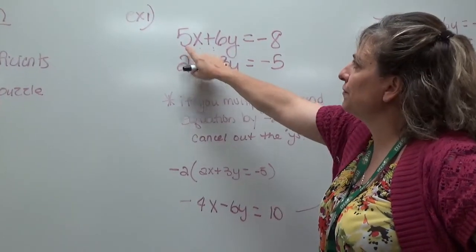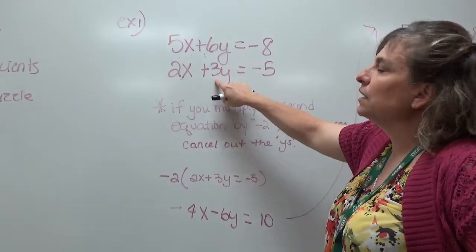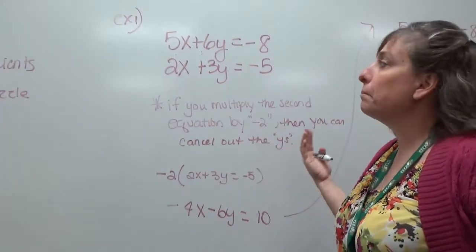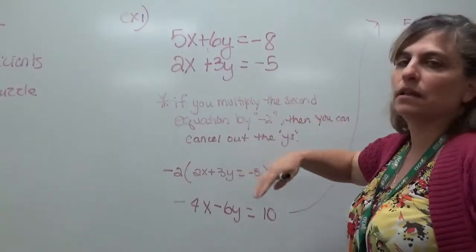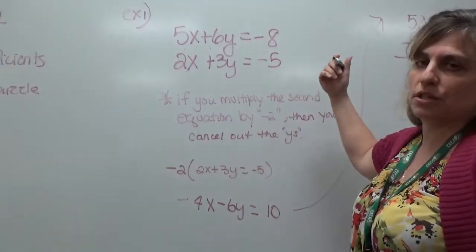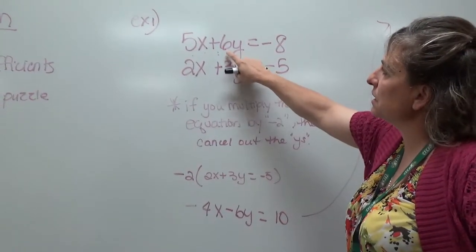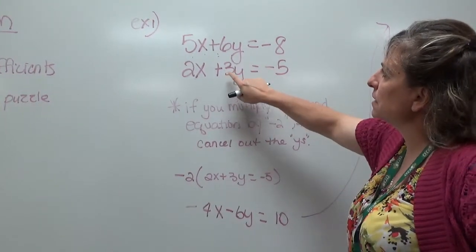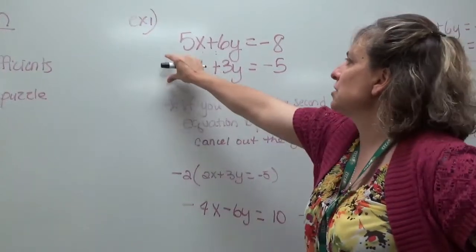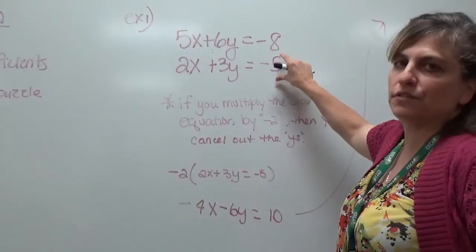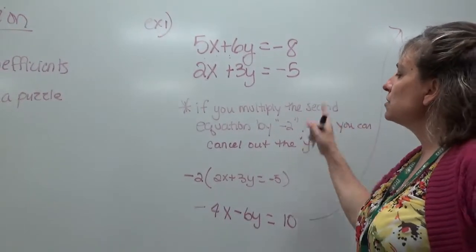If you notice, my coefficient is 5 and I've got a 2. And then I've got a 6 and I've got a 3. So nothing's going to cancel. But if you can think of something to do to make one of them cancel, then you can do addition and subtraction. If I look at these two numbers, this is the easiest one to work with. Why? Because 6 is a multiple of 3. So imagine if I multiplied this whole entire equation by negative 2. That's still the same equation, it's just multiplied by a different number, okay? So that's what I'm going to do.